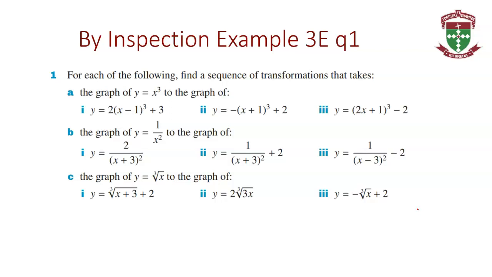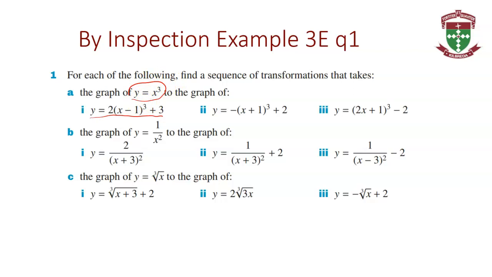For question 1a, for the graph of y equals x cubed, that's our original, find the transformations to get this one here: y equals 2 times (x minus 1) cubed plus 3. When you understand how to do inspections, it's easy to see what the transformations are, but you have to have gone from a basic graph. So we're going from y equals x cubed.